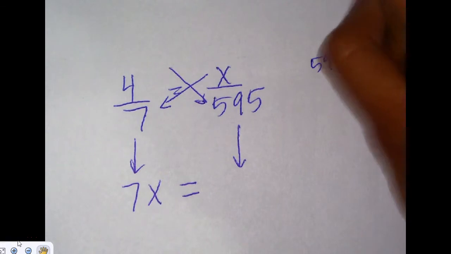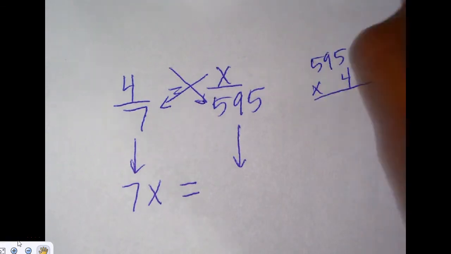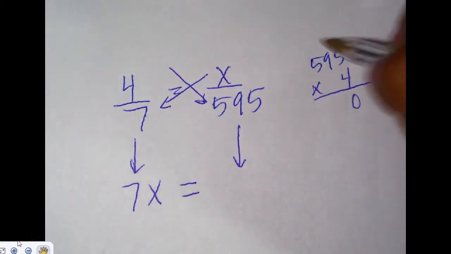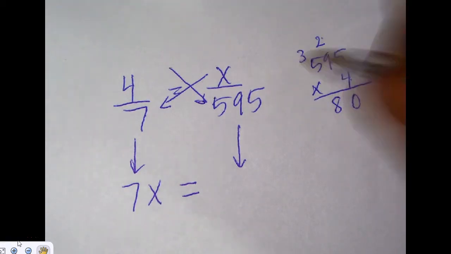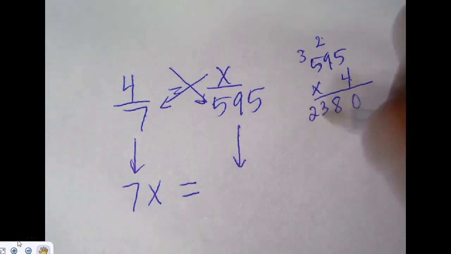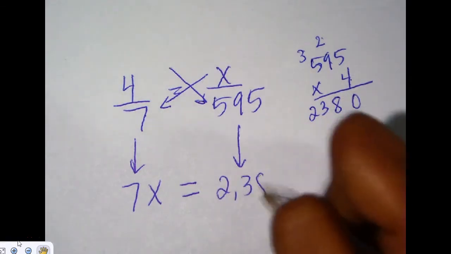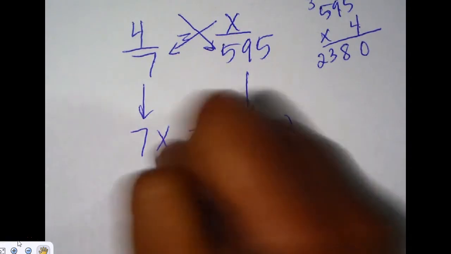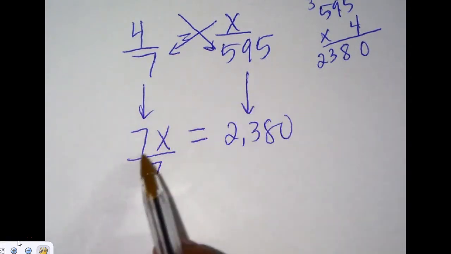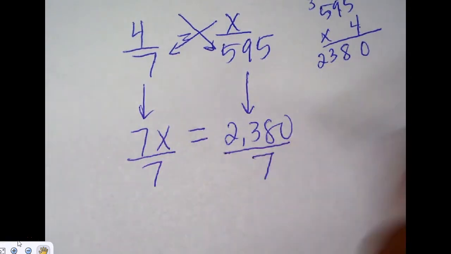So 495 times 4. This is 20. That's 36 plus 2 is 38. This is 20 plus 3, 23. So that's what we have there. And then after we cross multiply, we have to divide. So divide by 7. We divide by the number in front of x because we want x by itself.